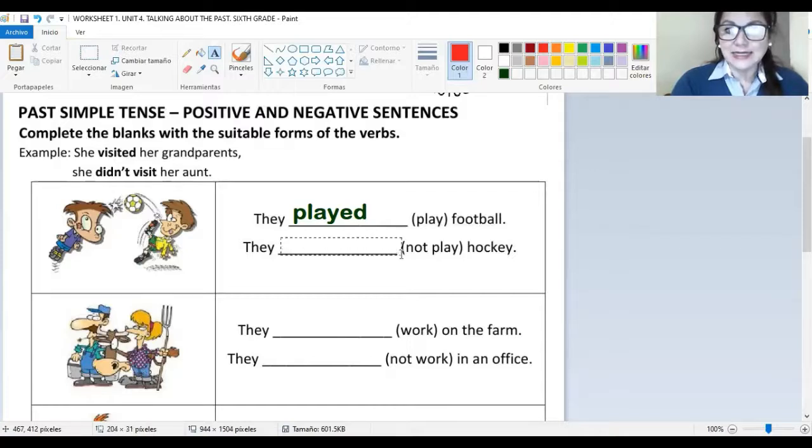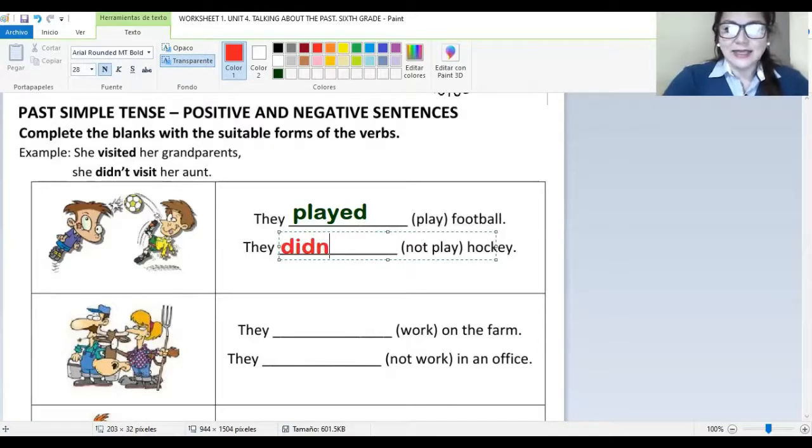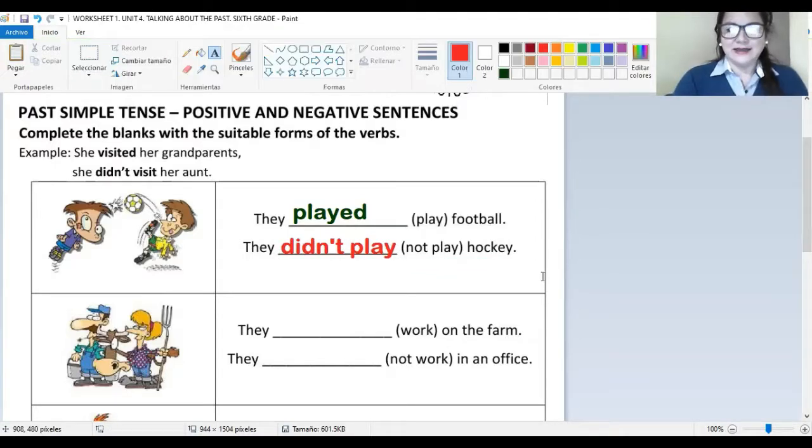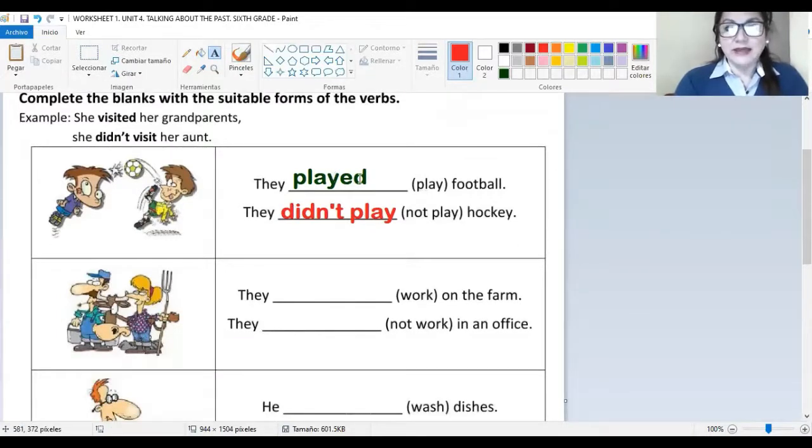They didn't play hockey, okay? They played football. They didn't play hockey. Try to answer this using the verb in past tense and the auxiliary for the negative form. You have 2 examples in here. It's your turn to finish this, okay? We're going to do this activity in class number 2.